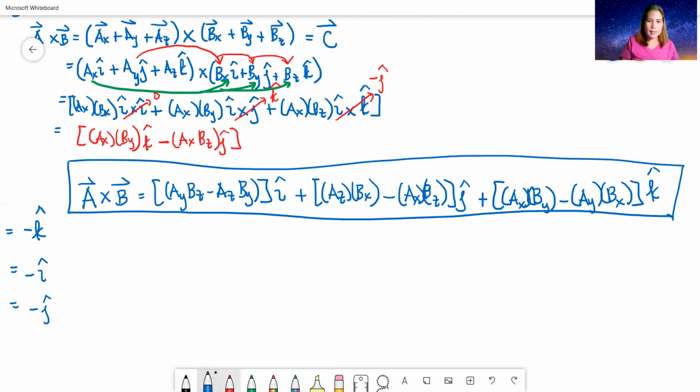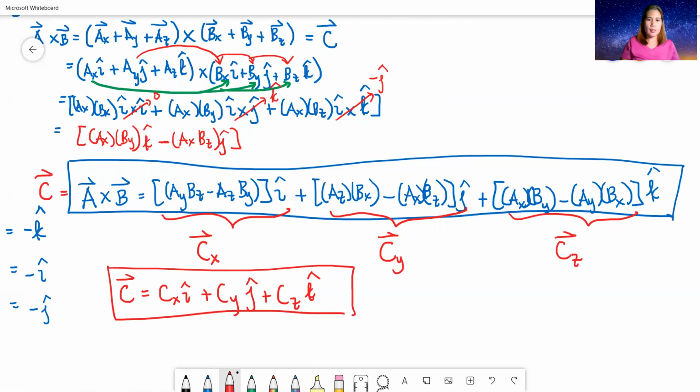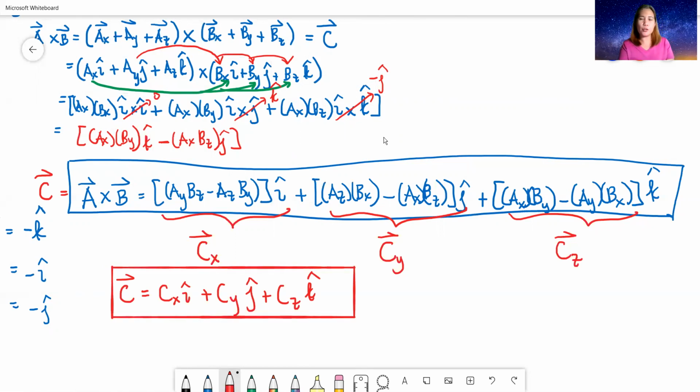Ayan. Now, itong first term natin dito, this is actually the x component of C, because its coefficient is I hat. And then the second term here with the J hat, this is actually the Cy component. And then this one is the z component. Because if we defined here that the cross product of A with B is C, this can still be written as C equals Cx I hat plus the Y component J hat plus the Z component K hat. Okay, so kayo na ang bahalang tapusin yung derivation natin.